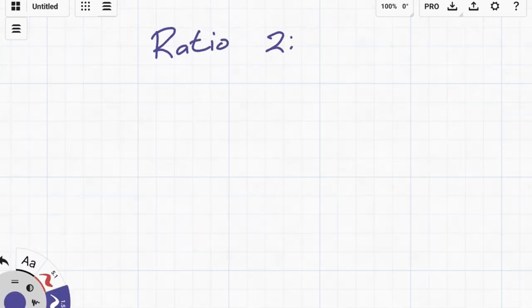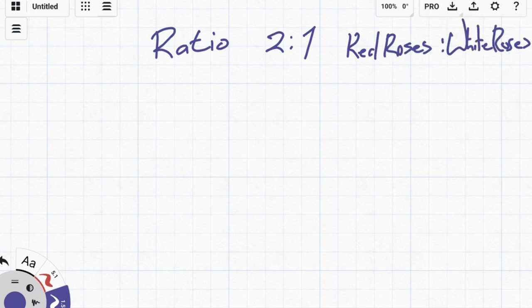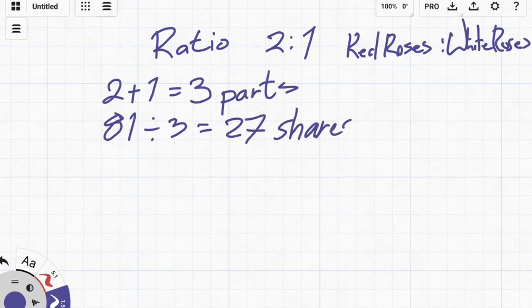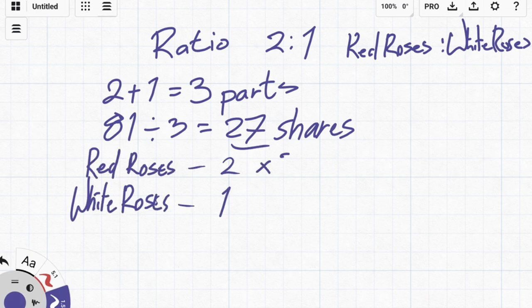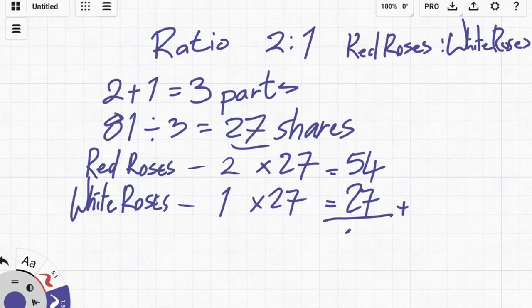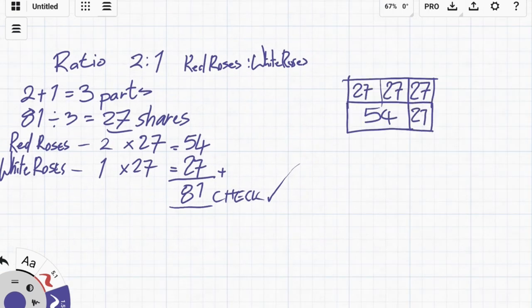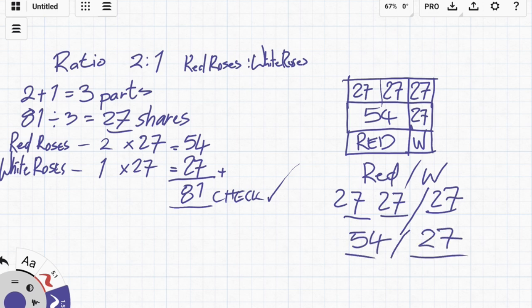Try the same ratio with 81 roses. Step 1, 2 plus 1 equals 3 parts. Step 2, 81 divided by 3 is 27 shares. Step 3, 27 by 2 equals 54. 27 by 1 equals 27. Check. 54 plus 27 equals 81, which is correct. We can also see this with our bar model or hangman tiles.